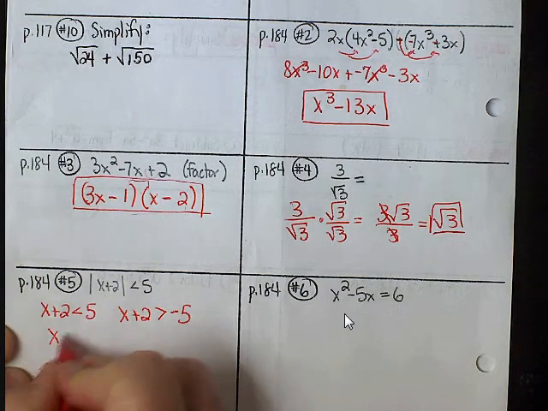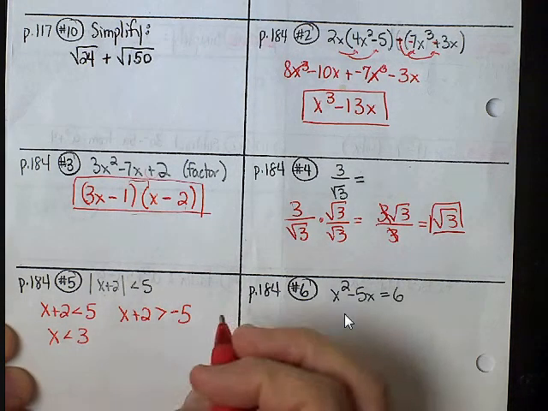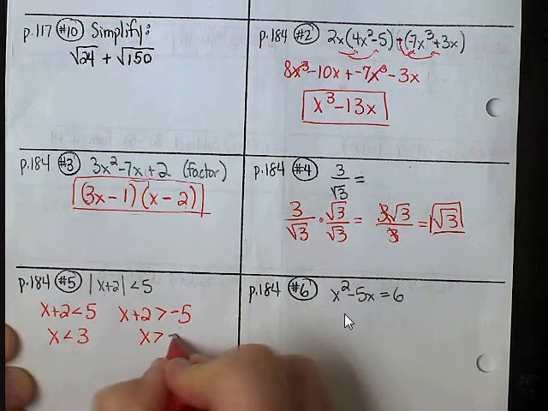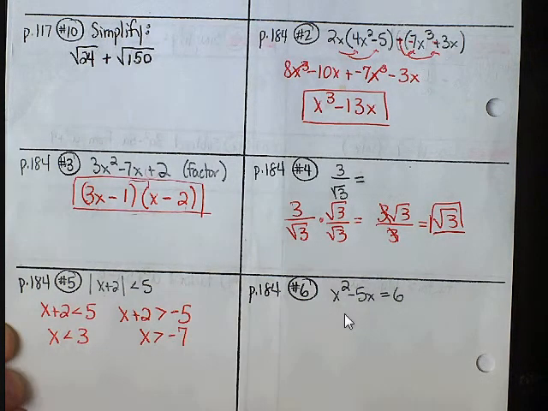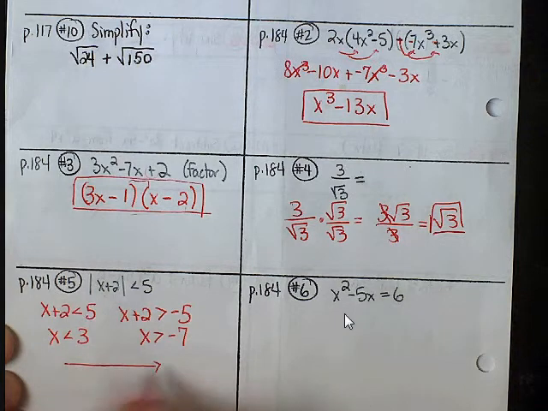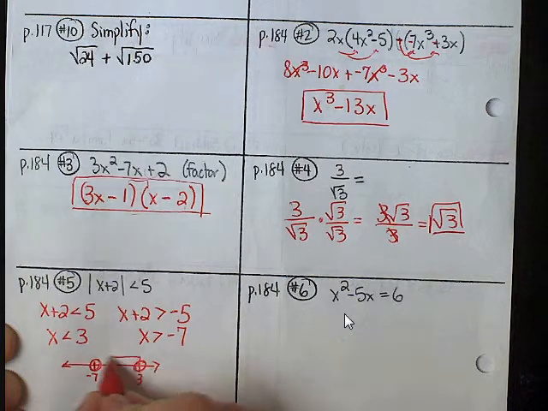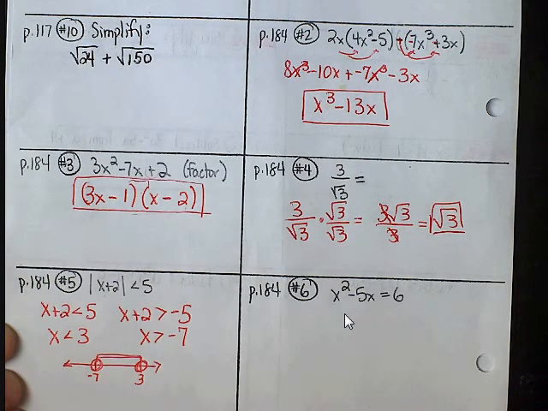Solving for this one, you subtract 2 from both sides. You get x is less than 3. Over here, you're going to subtract 2 from both sides. You're going to get x is greater than negative 7. We take a look at the number line. Here's negative 7. Here's 3. We have to be open circle on both. And we have to be less than 3 or greater than negative 7. So that's going to be your solution set.